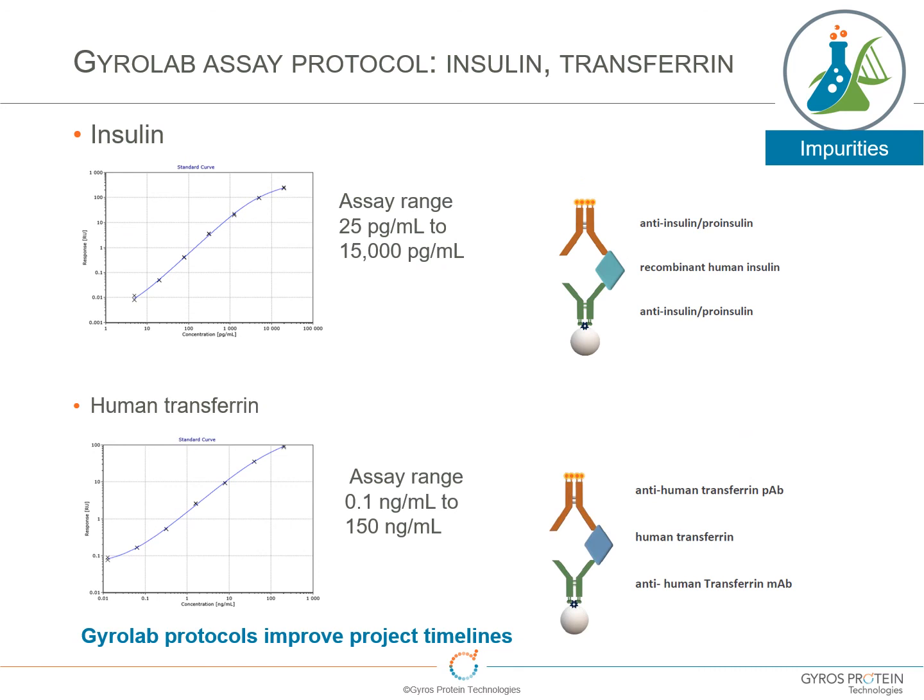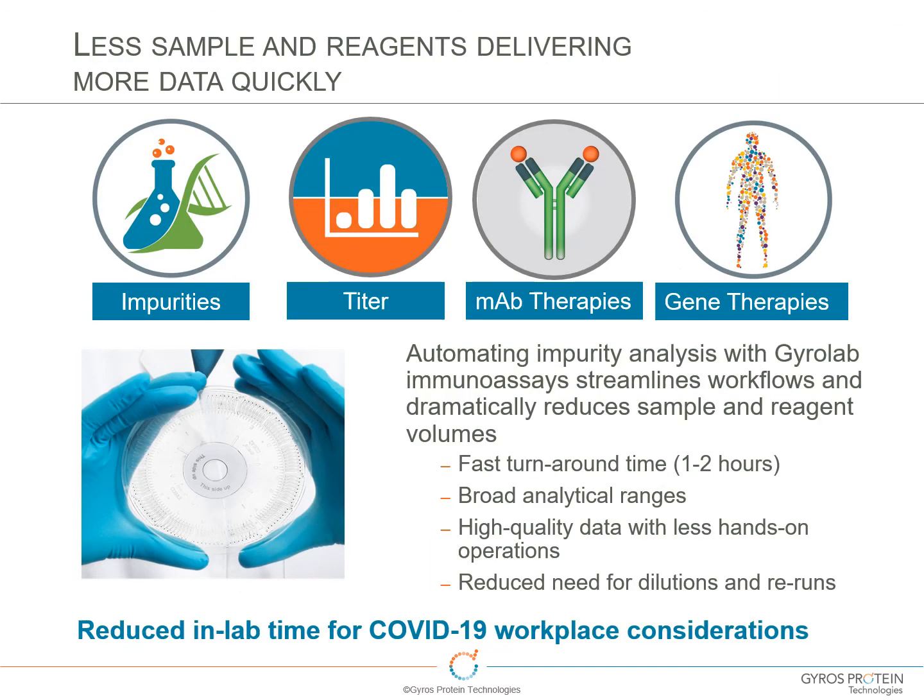Human insulin and human transferrin are 2 other culture-related impurities that are often analyzed in downstream bioprocessing workflows. The Gyrolab assays for these 2 impurities have a dynamic range of 25 to 15,000 picograms per mil for insulin and 0.1 to 150 nanograms per mil for transferrin. Gyrolab protocols save assay development time, improving project timelines and streamlining workflows.